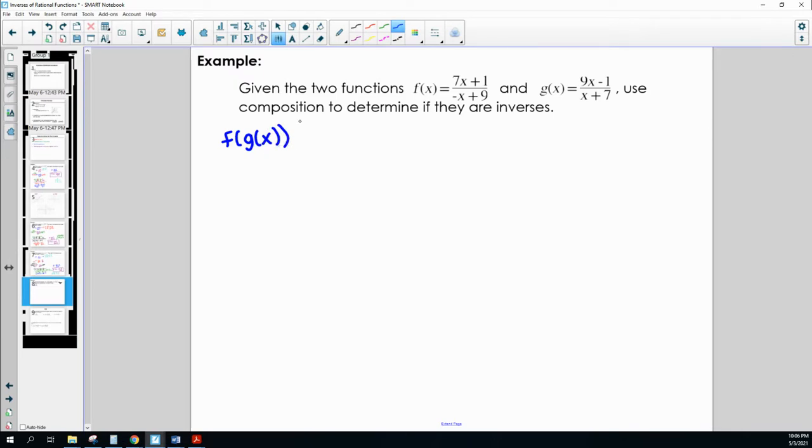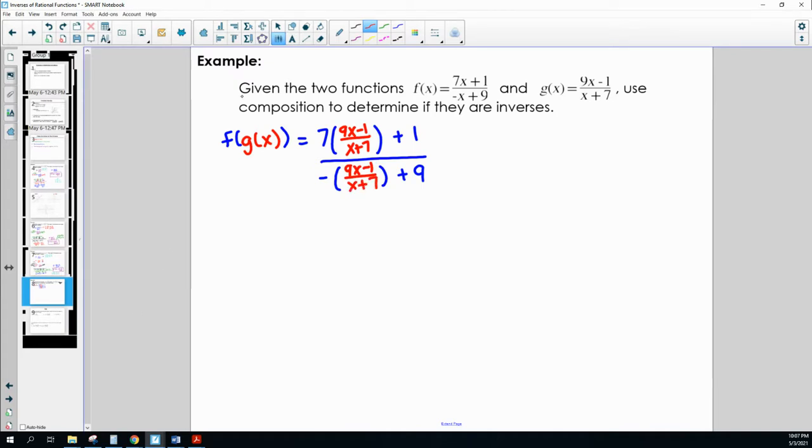So this is that composition, and what we're doing is plugging the g of x function into the f function. So actually, let me change this color so it's a little bit easier to understand. So let's do g of x in red. Okay, so remember that the outer function is what we're going to write, and anytime that we have an x, we're going to leave it blank. So this is going to be 7 blank plus 1 over negative blank plus 9. Okay, and in those blanks, I'm putting in the g function. So I'm going to put in (9x minus 1) over (x plus 7). And again, (9x minus 1) over (x plus 7).